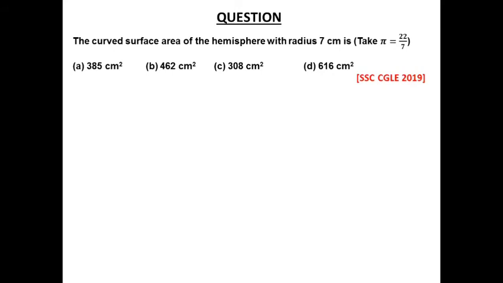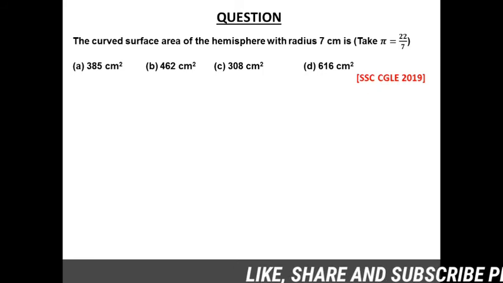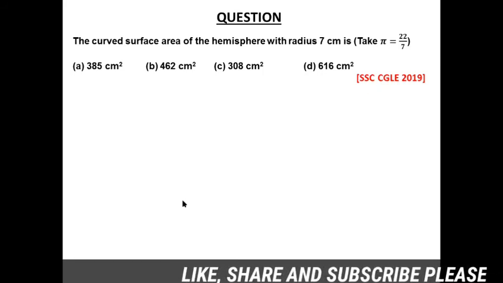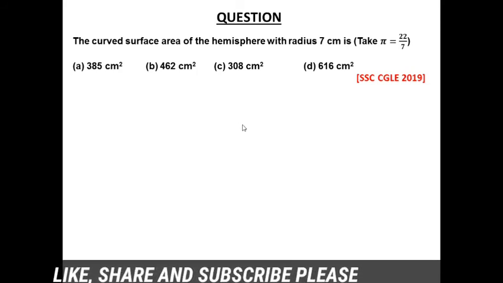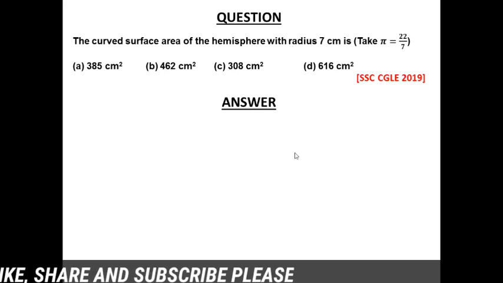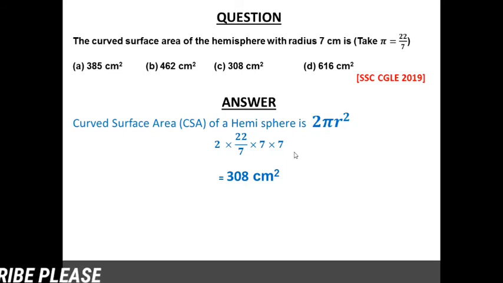So the next question is: the curved surface area of the hemisphere with a radius of 7 centimeter is. Four options are given, and we need to take pi equal to 22 by 7 in this question. That is also given in the question. So now let us see what the curved surface area, the CSA, of a hemisphere is. To answer this question, we need this formula. The curved surface area of a hemisphere is given by the formula 2 pi r square. The value of pi is given in the question as 22 by 7.